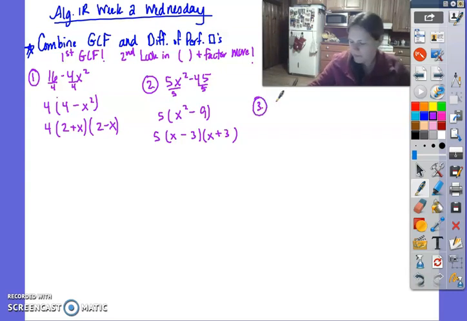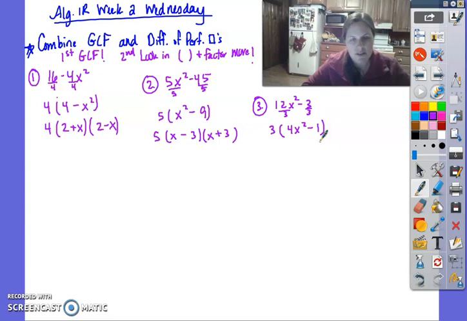Check out a third one. What goes into 12x squared that also goes into 3? 3 does. Going to divide both terms by 3 to undo that distribution. That's what factoring is, undoing the multiplication. That's why we're dividing. The opposite of multiplication is division. 12x squared divided by 3 is 4x squared. Minus 3 divided by 3 leaves you with 1.